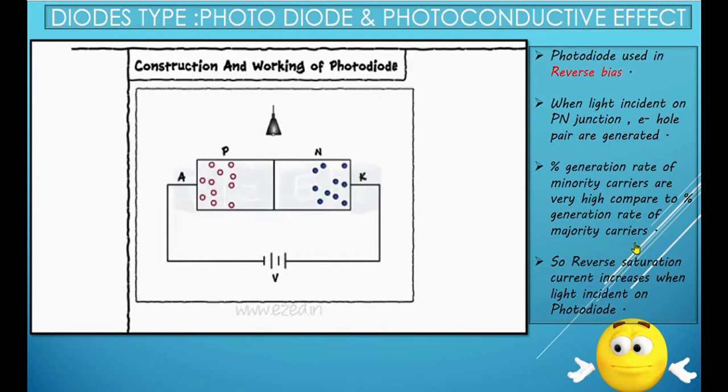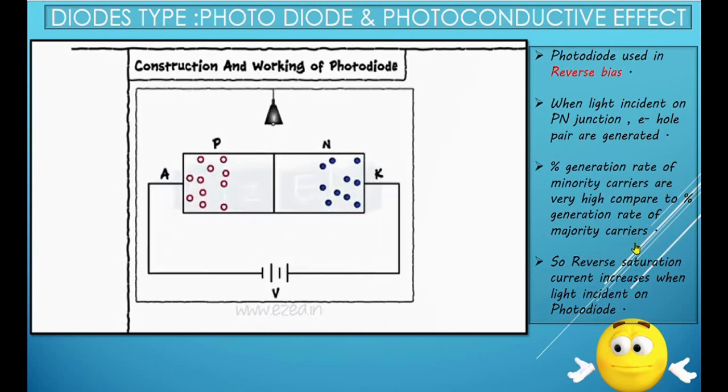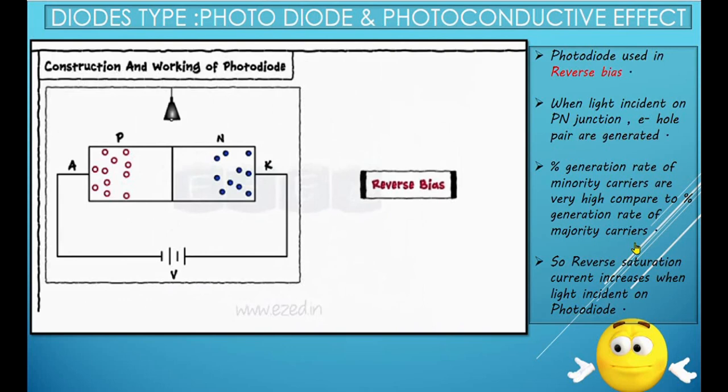You know that a photodiode is always used in reverse bias. As per the diagram, when light falls on the reverse biased junction, there will be generation of electron hole pairs in the depletion layer, and you know the depletion layer width will be higher in reverse bias. So more electron hole pairs are generated, and the percentage generation of minority carriers is very high compared to the percentage generation of majority carriers.